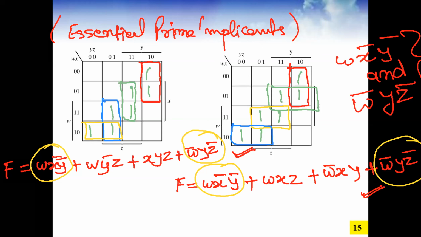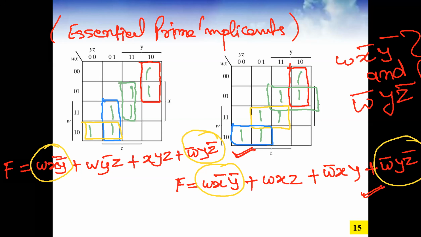Now I'm coming to the point: how to find the essential prime implicant directly from one solution only. Am I clear? Yes, clear. Okay, so now focus on the left solution only, the left side. Look here. We have 4 prime implicants. I am trying to find which are essential here. So how will I know?